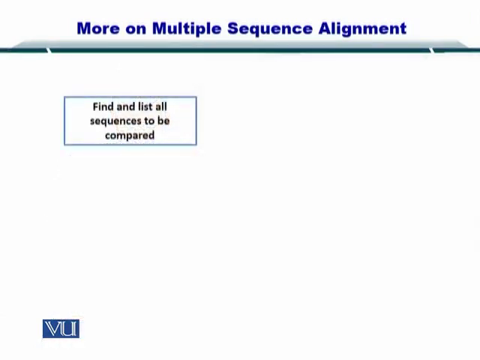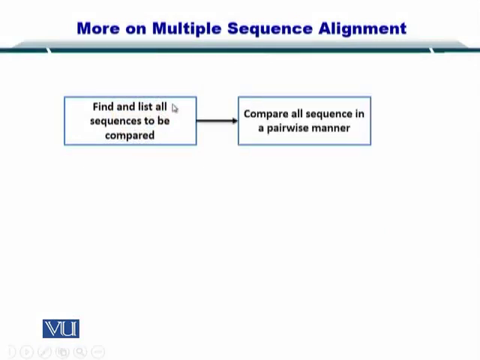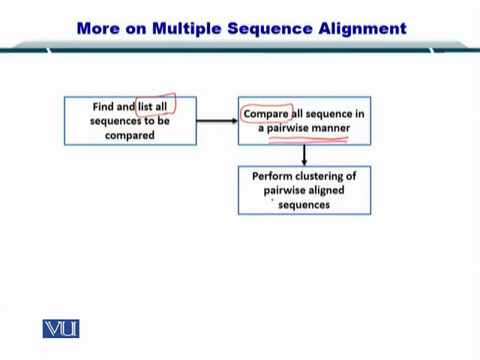So first of all, you find and list all the sequences to be compared, and this can be done by simply finding their ID. Next, you compare these sequences that you already listed, and you build pairwise alignments. So once you have performed pairwise alignments, then you move towards clustering.